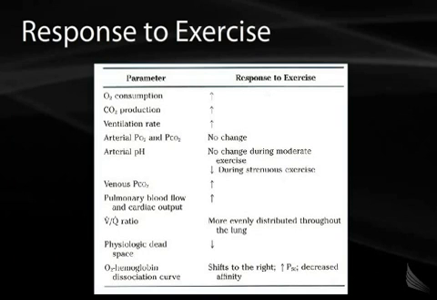Just reviewing, O2 consumption increases, CO2 production increases, ventilatory rate obviously goes up, but we have no change in our arterial PO2 and PCO2, and generally no change in our pH, unless we're doing very strenuous exercise. Venous PCO2, however, would increase. Pulmonary blood flow and cardiac output both increase. Ventilation perfusion ratio is more evenly distributed with less dead space. And the oxygen hemoglobin dissociation curve potentially would shift to the right.